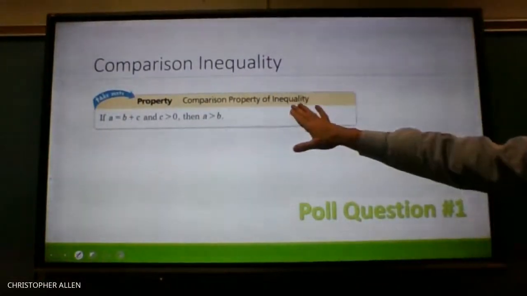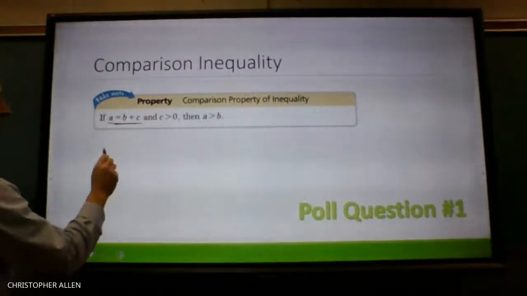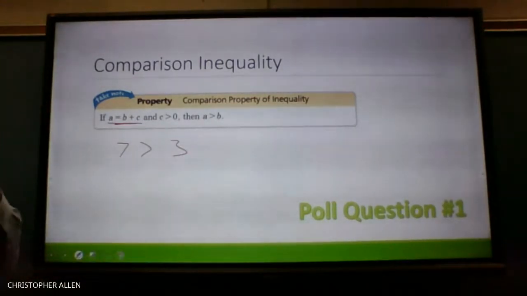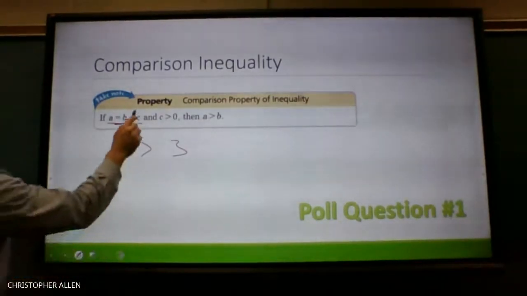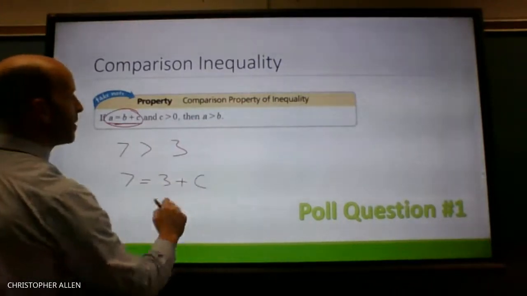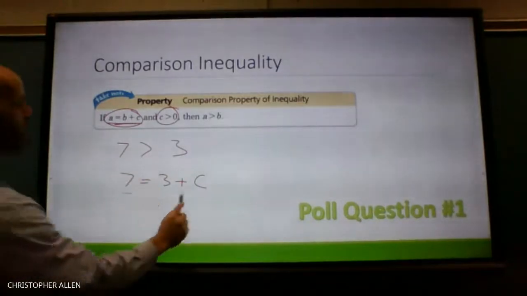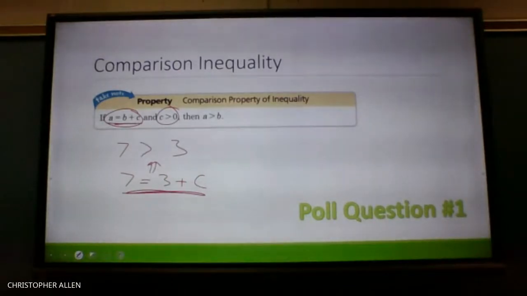This property here is the comparison property, and it basically gives us a format. If I said that 7 is greater than 3, you would agree with that. So how could I write that as an equation? We could say that 7 is equal to 3 plus some amount C that's greater than 0. I don't want to spend a lot of time on this property, but this equation is equivalent to this inequality, and we use it a lot when we're trying to show that something's bigger than something else.